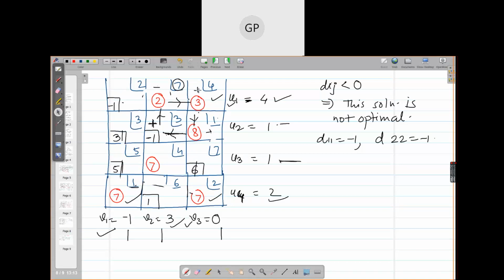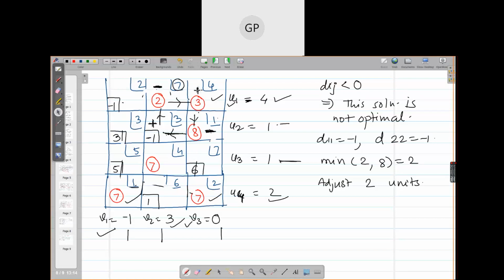So what you have to do next? Adjust the units from the negatively signed cells. So what is the number of the negatively signed cells? Find minimum of 2 and 8. That is 2. So adjust. How many units you are going to adjust? 2 units. Can you see my cursor? Yes, ma'am.